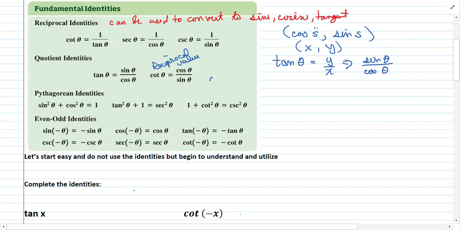So we're doing all in reference to functions.